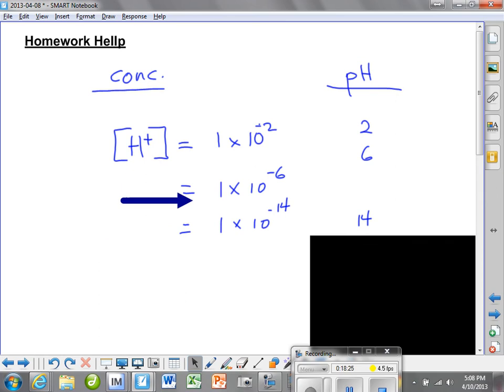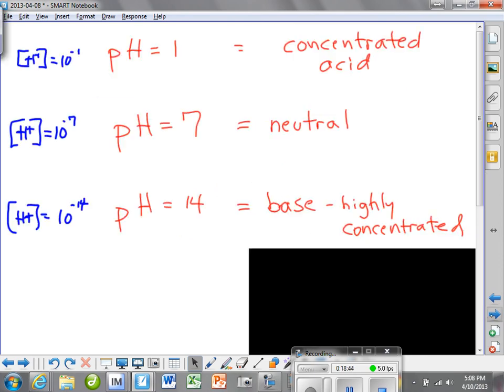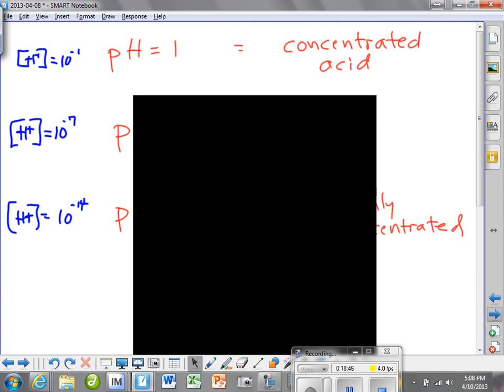What did we do in every case? We took the exponent, changed the sign, and that became the pH. Exponent, change the sign, that becomes the pH. Are you starting to feel a little more comfortable with this stuff? I hope so. All right, here we go. Hydrogen ion concentration is 10 to the minus 1. And what does that mean in terms of pH?